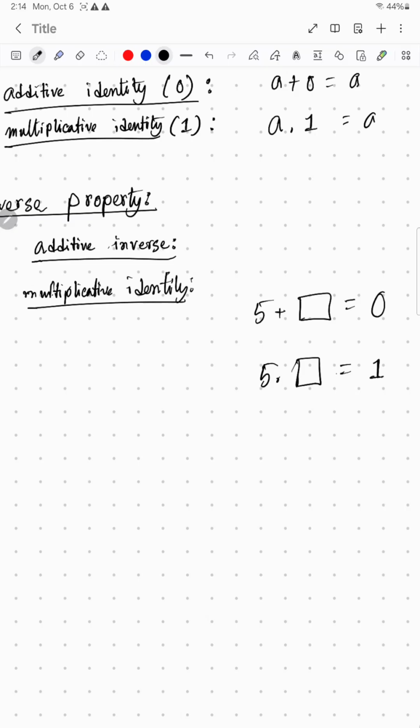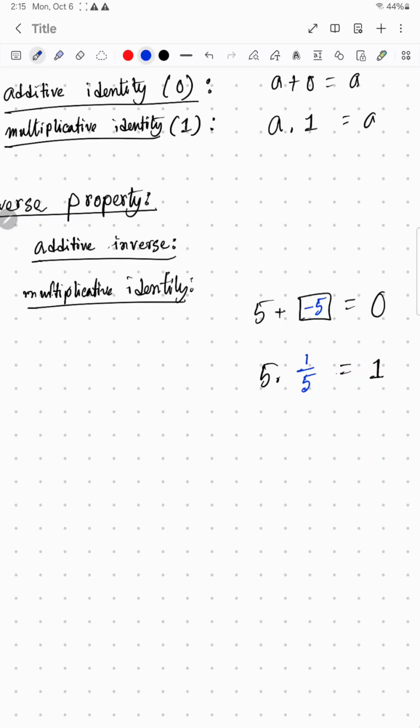Alright, think for a second, pause the video. So here's the answer. What is that number when you add to 5, you get 0? That would be negative 5. And what is that number when you multiply with 5, you get 1? That would be the reciprocal, 1 over 5.